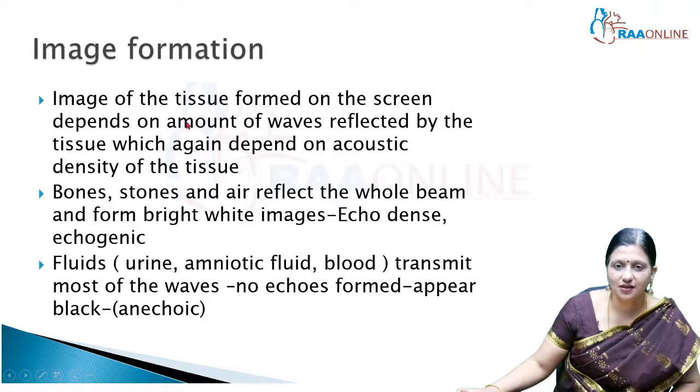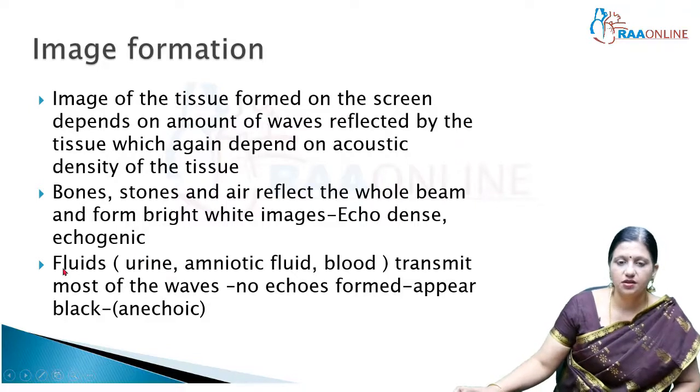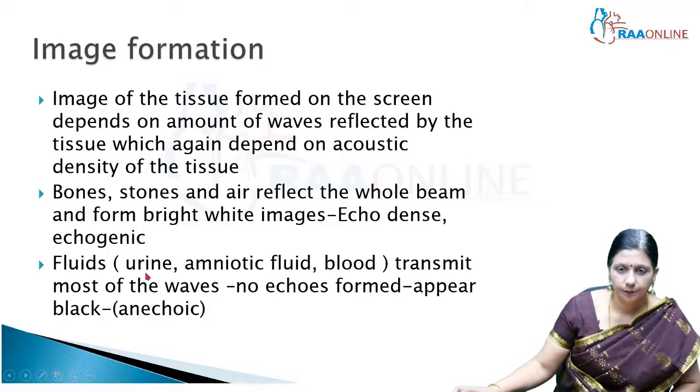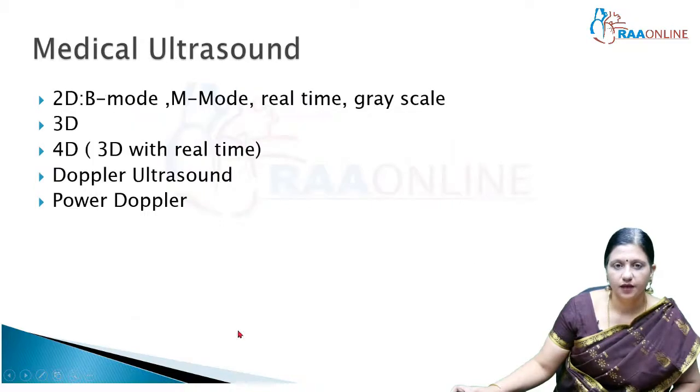The image formed on the screen depends on the amount of waves reflected by the tissue, which again depends on the acoustic density of the tissue. If it's a bone, a stone or air, they will reflect the whole beam and form bright white images, which are called echodense or echogenic images. If it's a fluid like urine, amniotic fluid or blood, they will transmit most of the waves, so no echoes are formed and they appear black; they are anechoic.